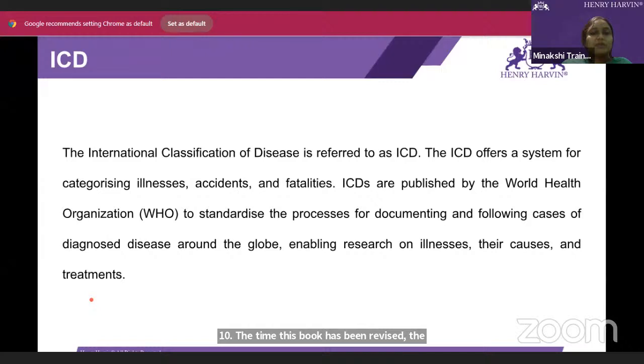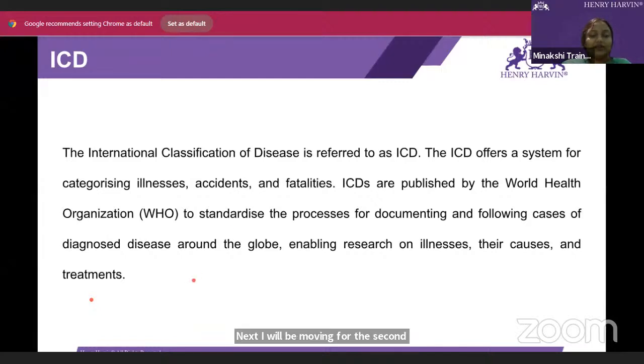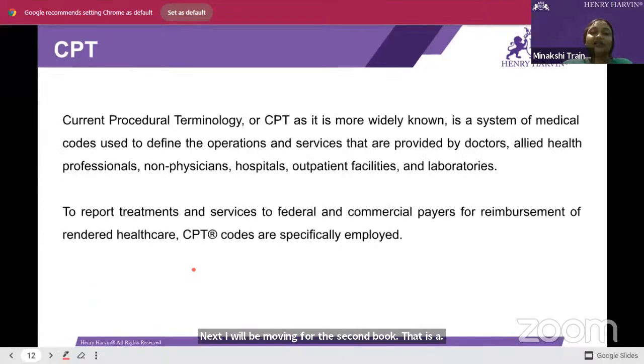Okay. Next, I will be moving to the second book, that is your CPT. CPT stands for Current Procedural Terminology. And you can see the name, procedural terminology. All the procedure codes will be available in the book. And who published this CPT? AMA, American Medical Association. In the year 1966, this book was published. That means from the year 1966, coding has been in existence.